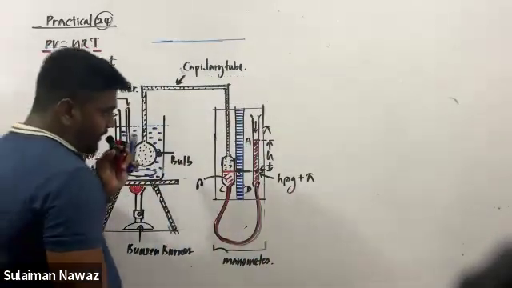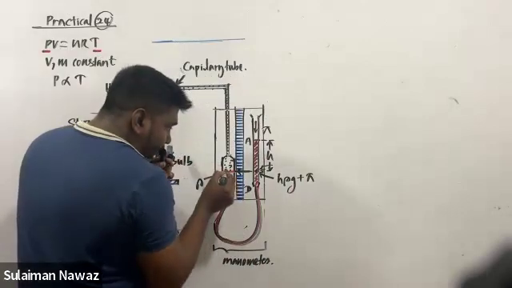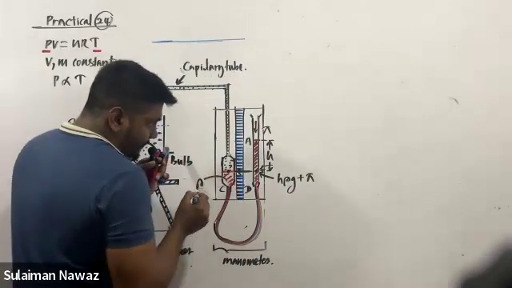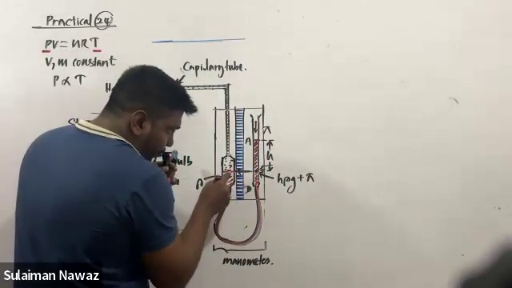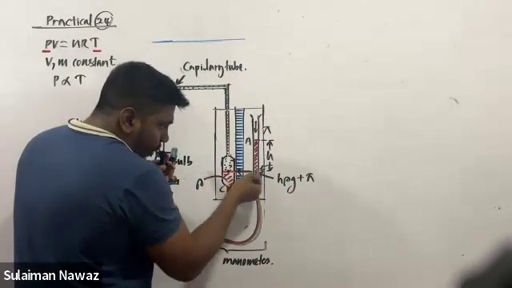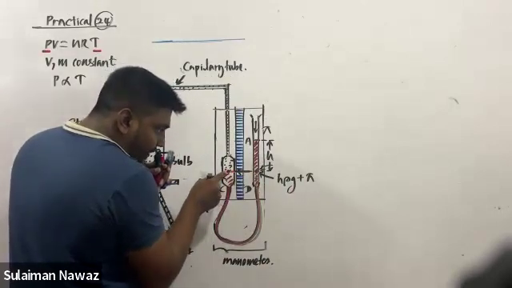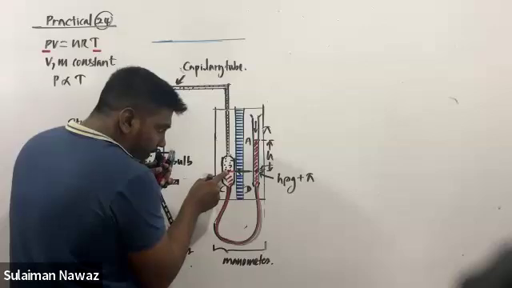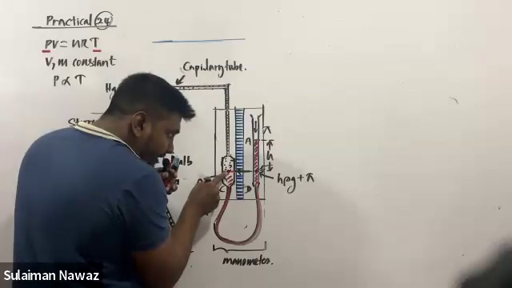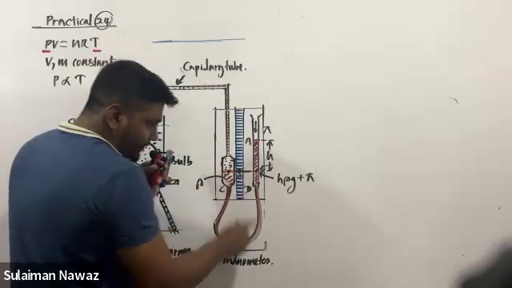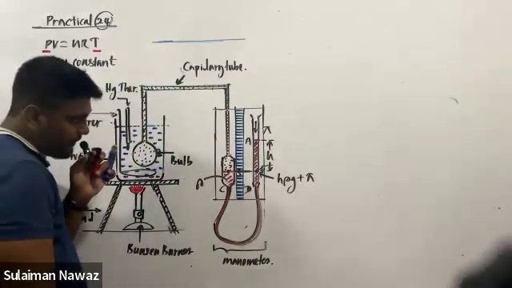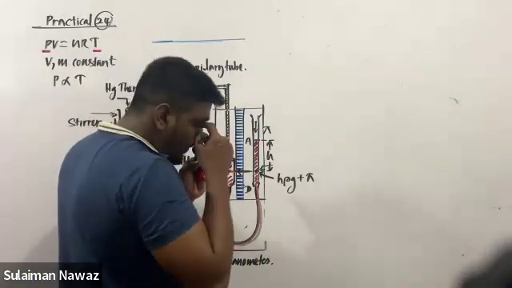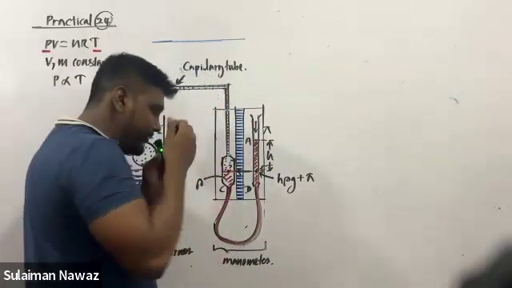Then if I ask you, what is the pressure at this point? You can understand these two points are at the same horizontal level. So the pressure at this point should also be the same as this pressure. Keep this pressure in your mind.